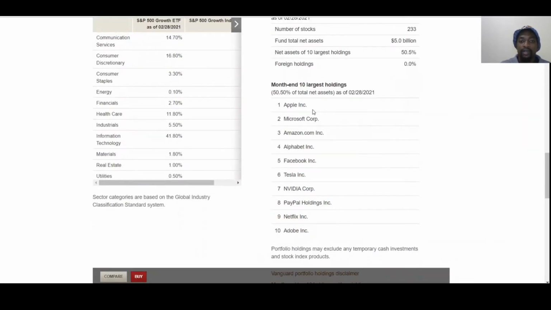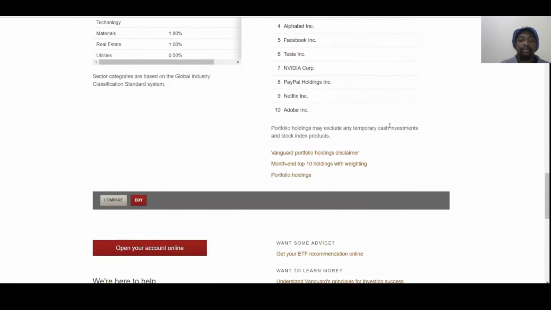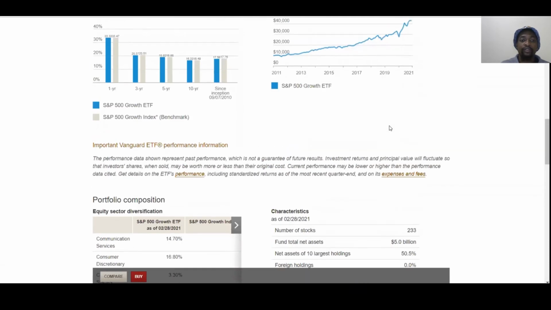Every time you buy an ETF, you want to look at the largest holdings so that you don't carry the same companies throughout, especially if you are trying to diversify. You don't want to think that you are diversifying, whereas you are just buying the same companies over and over again.